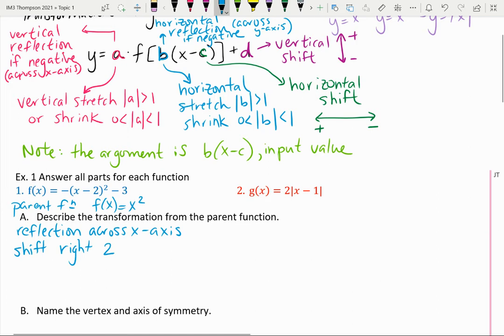The thing that's happening outside the argument, that causes a vertical shift or vertical change. So the -3, if it's subtraction, I'm going to move down. So this is going to be a shift down 3.